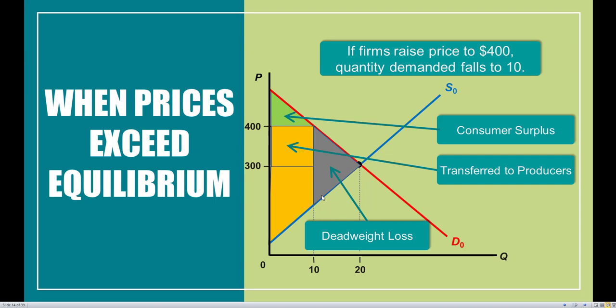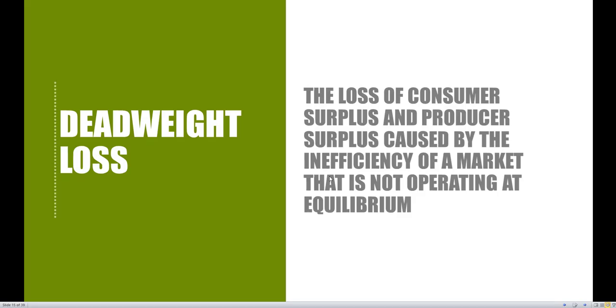So anytime we are pushed out of equilibrium, in this case when prices exceed equilibrium, we are always going to be inefficient, so total surplus is going to be lower than when we are in equilibrium, and this inefficiency is known as the deadweight loss. So deadweight loss is the loss of consumer surplus and producer surplus caused by the inefficiency of a market that is not operating at equilibrium. Essentially, we're always going to have deadweight loss anytime we are not at that single intersection point between supply and demand. We are being inefficient.